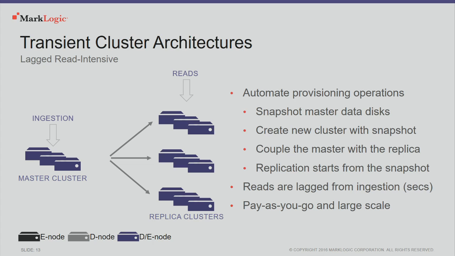You're running in Amazon. Vitaly just told you that you have to have EBS volumes. So you have EBS volumes here to hold your data. What you do is a snapshot. You create that new cluster. You mount those snapshots to the cluster. And then you turn on replication.